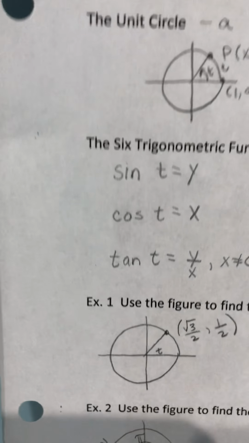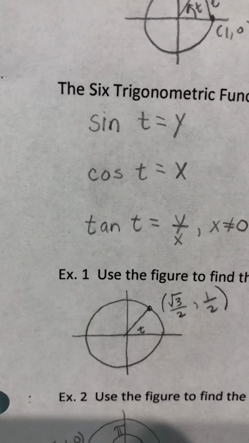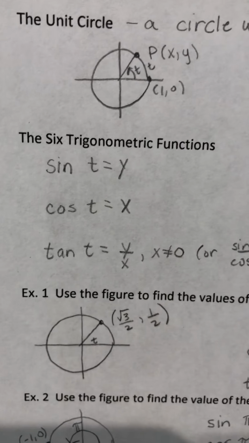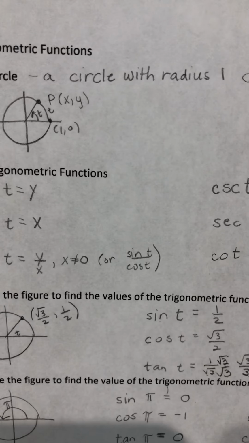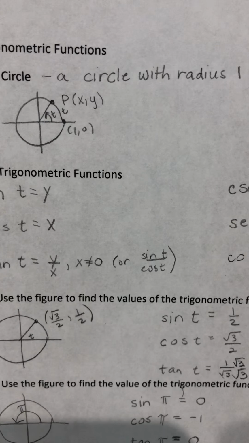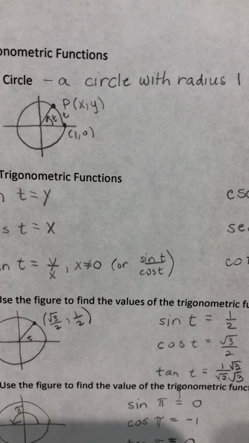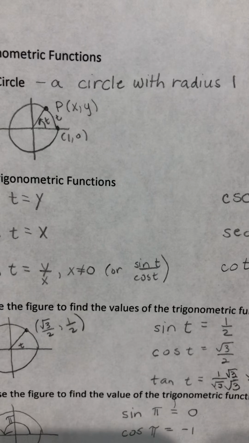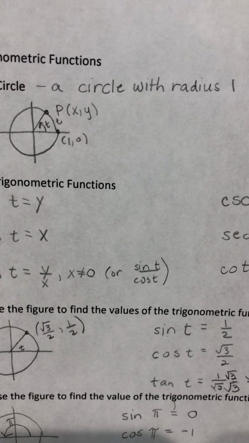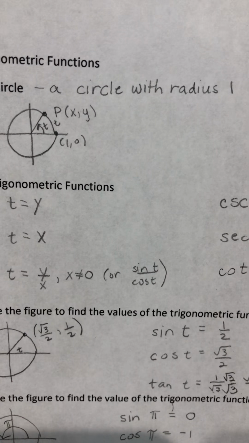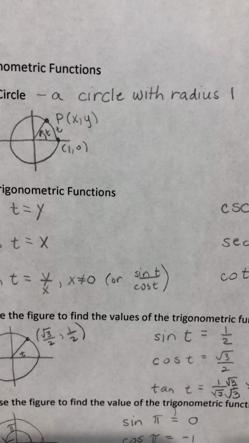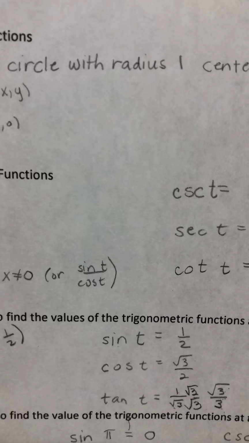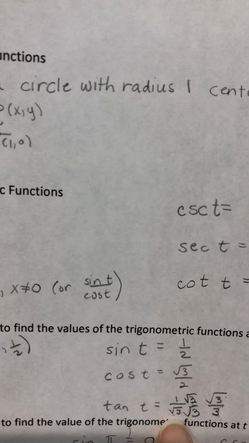Now, if you have a figure like this with some turn, and it lands you at the location (radical 3 over 2, 1/2), and you want to find the 6 trigonometric functions, well, the sine would just be the y coordinate, 1/2. The cosine is the x coordinate, radical 3 over 2. The tangent is y divided by x, and remember when you divide fractions, you have to flip and multiply, so it will be 1/2 times 2 over radical 3. And the 2's will end up canceling out, and you'll have 1 over radical 3.